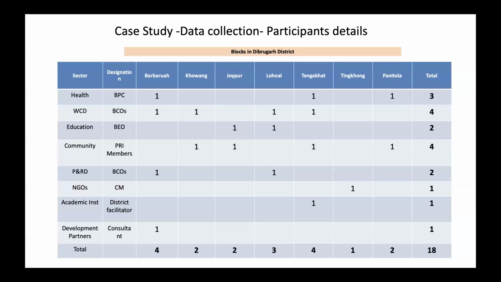For realist evaluation, I reached out to different sectors, for example, the health sector, women and child development sector, education sector, community and panchayati raj institutions, NGO sectors, academic institutes, and development partners. All were situated in different blocks within a district. A total of 18 mid-level program managers were reached out to test my 6 program theories, which were refined through the realist review.